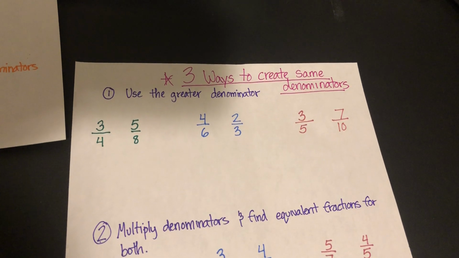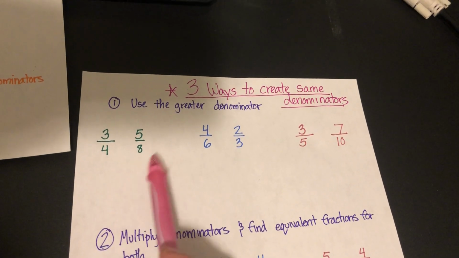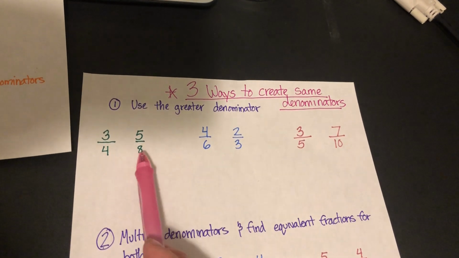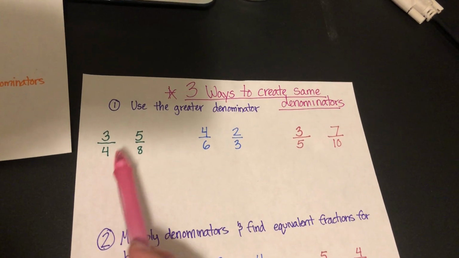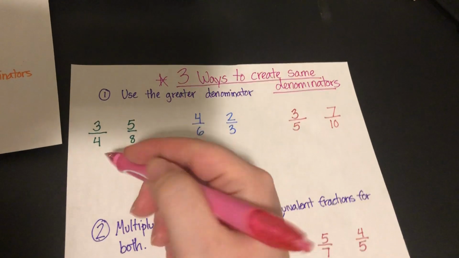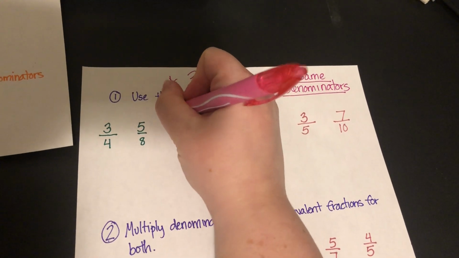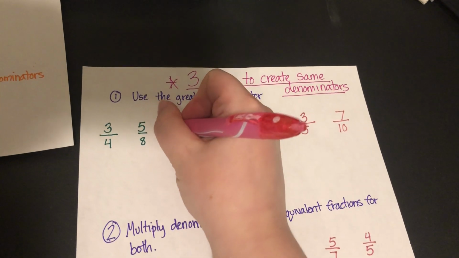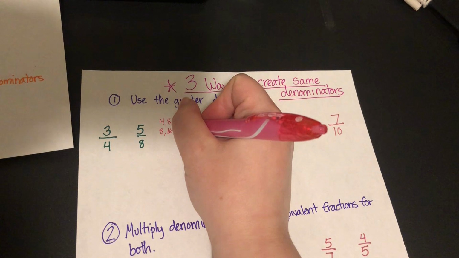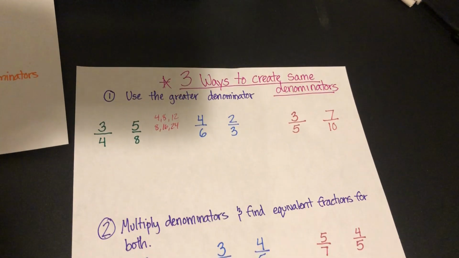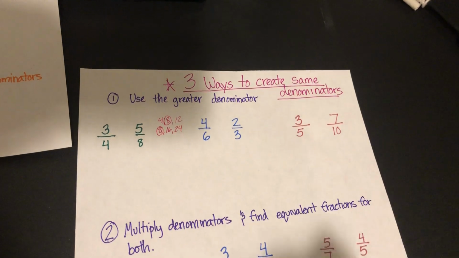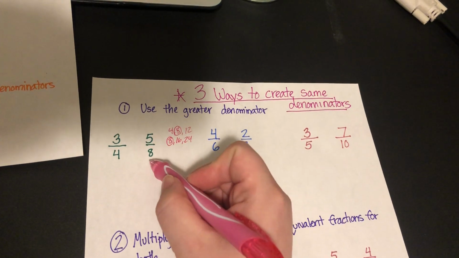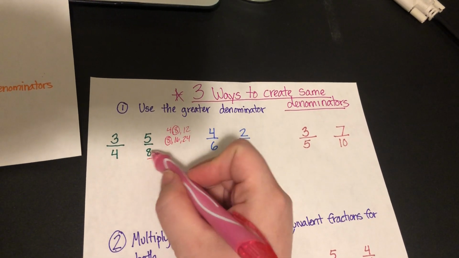What does that mean? Well, if we look at 3/4 and 5/8, if we look at the denominators, 4 is a factor of 8, and 8 is a multiple of 4. I can also show that in a different way. If I write multiples of 4: 4, 8, 12. And multiples of 8: 8, 16, 8 times 3 is 24. If we look at it, 8 is a common multiple for both of these numbers.